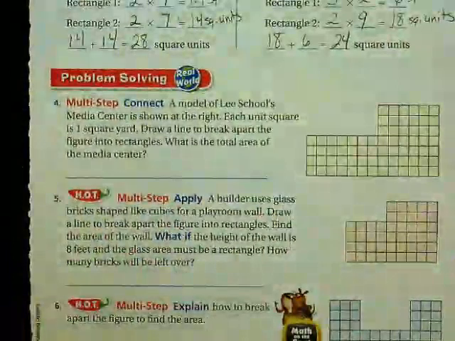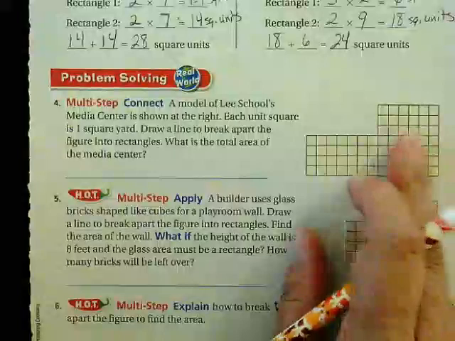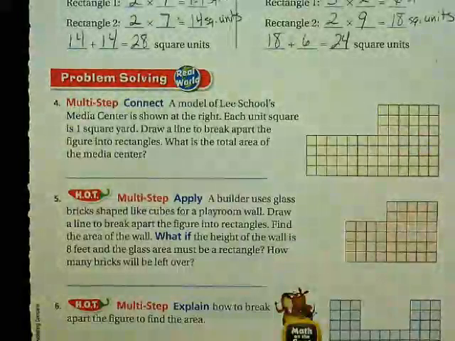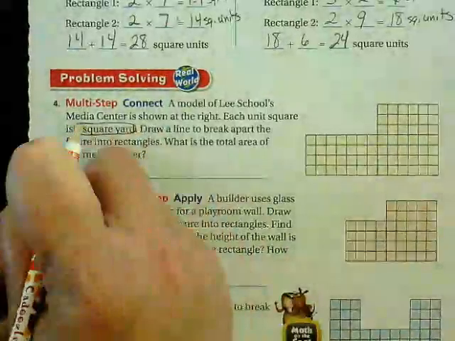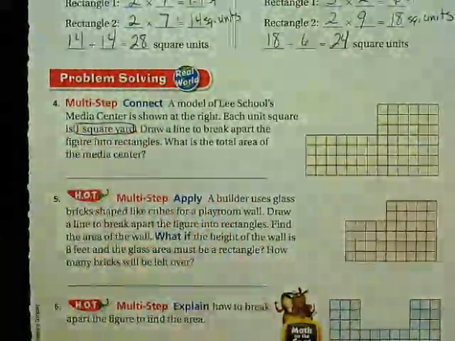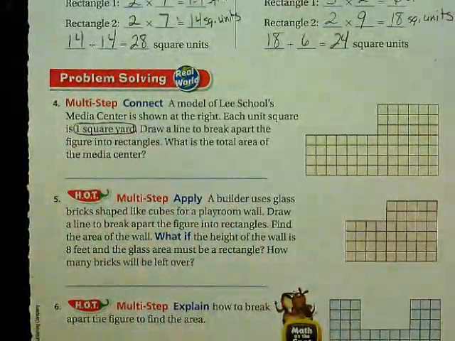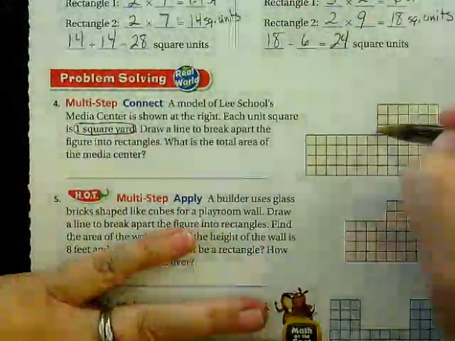All right, multi-step. Connect. A model of Lee's School's media center is shown at the right. Each unit square is 1 square yard. Ooh, that's important. Now I know what to label everything. Draw a line to break apart the figure into rectangles. What is the total area of the media center? Okay, well, I think I'm going to break it apart right here.